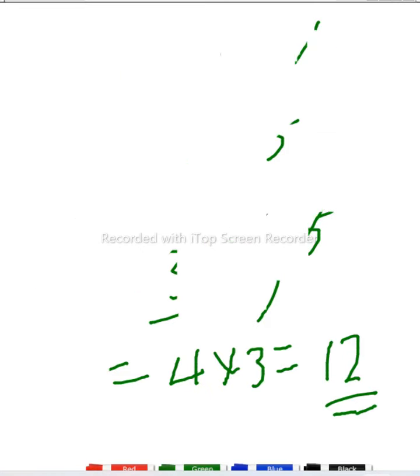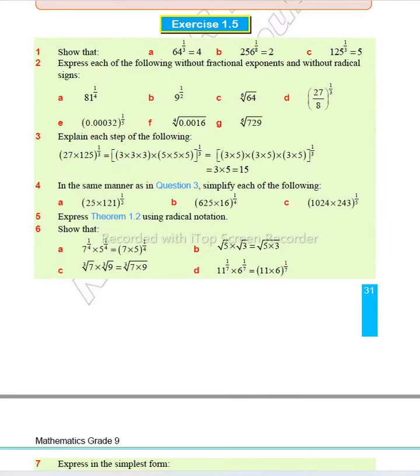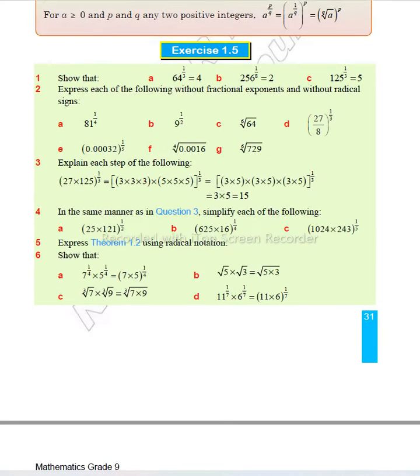This is the final question of question number 4. We directly go to question number 5. Okay, question number 5. Express theorem 1 point using radical notation. We can see we can find. Let us find. Okay, directly we leave this question because this is a theorem. And let us do question number 6.